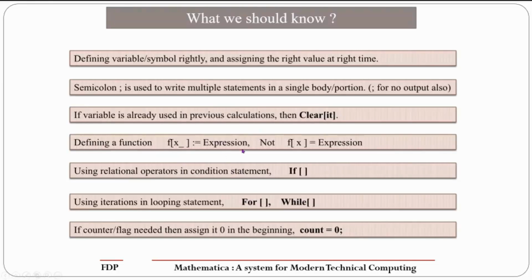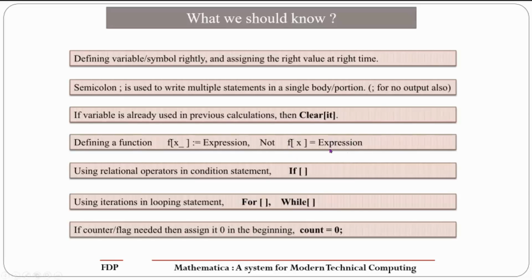And this is the syntax for defining a function: you write your function name, that is f, or any name, like myFunction or myWork. You can create your own function name, and the variable name with an underscore, f[x_]. Then this symbol, you know already, is named set delayed, colon equal. That is the complete name of that particular symbol, and you will write the expression on your right side, not this one.